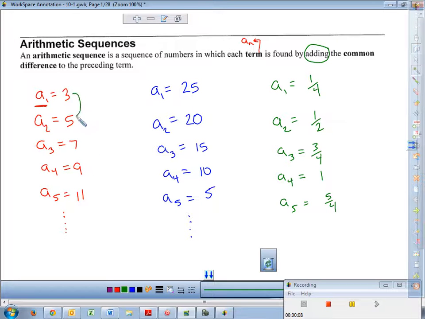Well, from the first term to the second term, it went up by 2. From the second term to the third term, it went up by 2, and so on. It continues to go up by 2, and that's what the dot dot dot is all about. It's like that's just going to keep on happening. This sequence is going to happen arithmetically. The common difference in this particular red arithmetic sequence is 2.